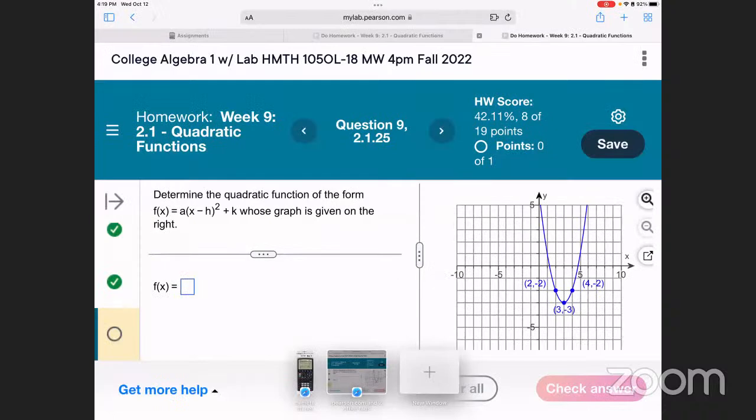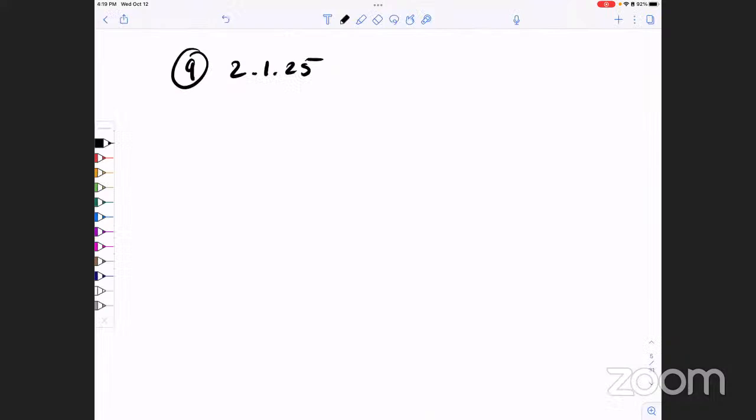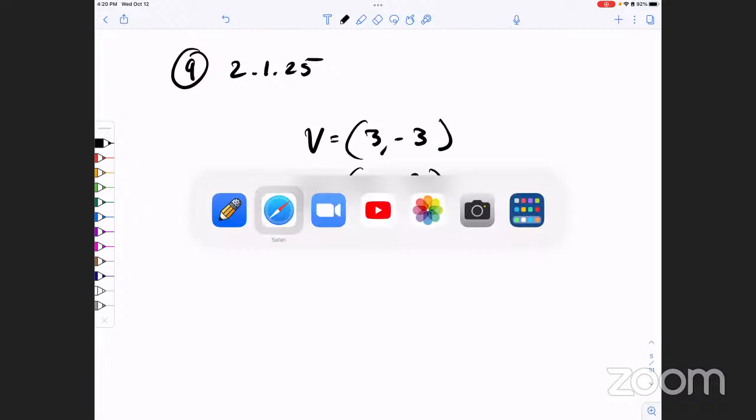Okay, this is 25, 3, -3, 4, -2, section 2.1, question 25. Okay, I think these are all. This was like a vertex. This is a point on the graph, right? And it's a repeat, like the previous, right? Okay, I think we're fine.